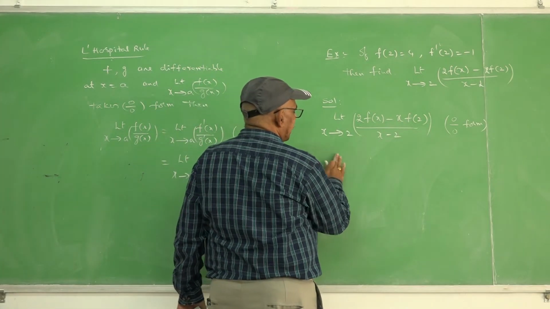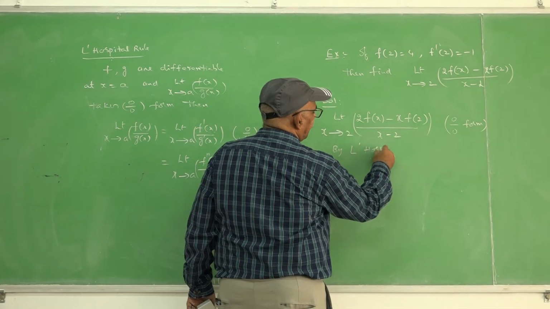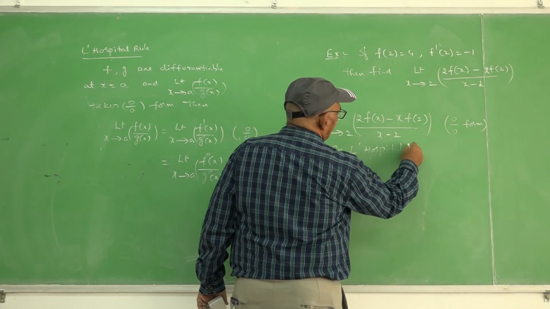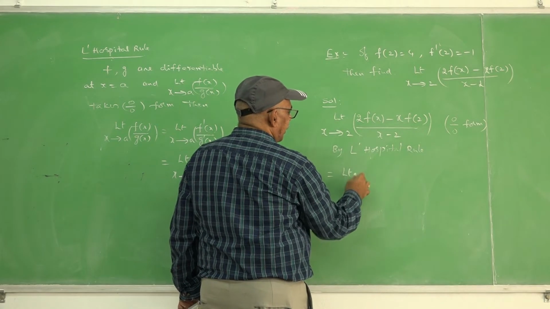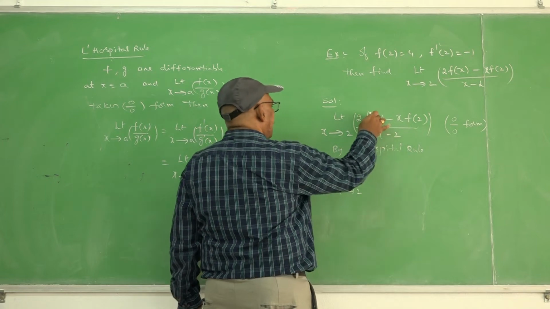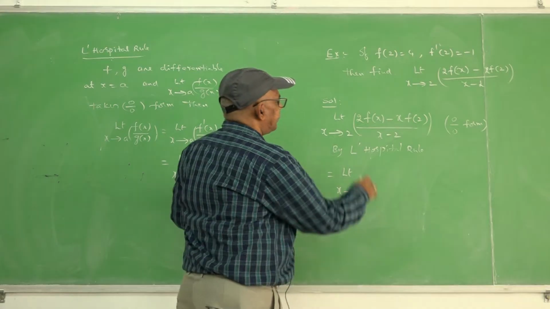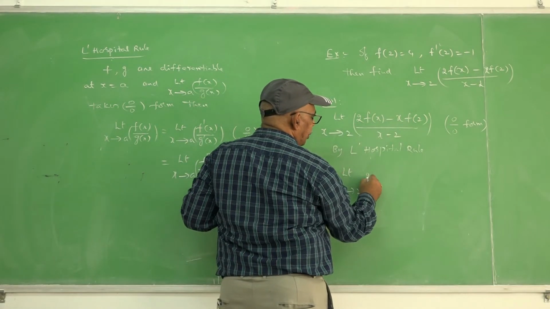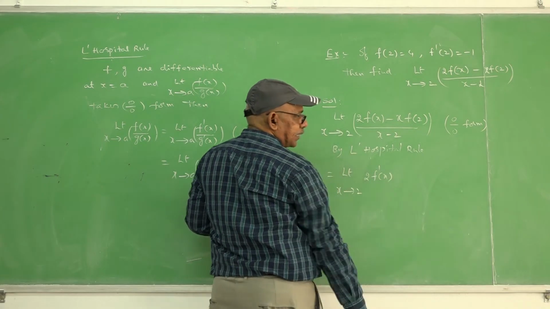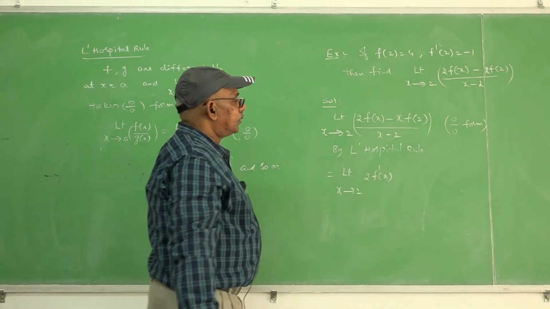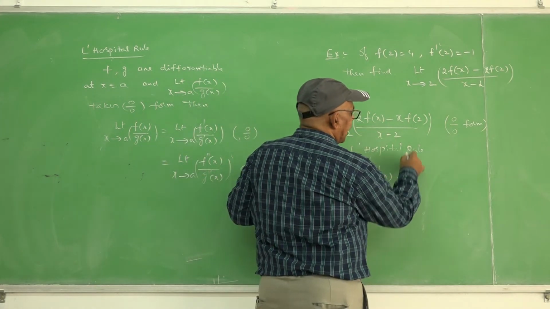By L'Hospital's rule, the given limit is the limit as x goes to 2 of the derivative of the numerator by the derivative of the denominator. The derivative of the numerator is 2 into the derivative of f x with respect to x, that is f dash x. Here 2 is a constant, so 2 into f dash x is the derivative of this term, minus f of 2 is fixed.